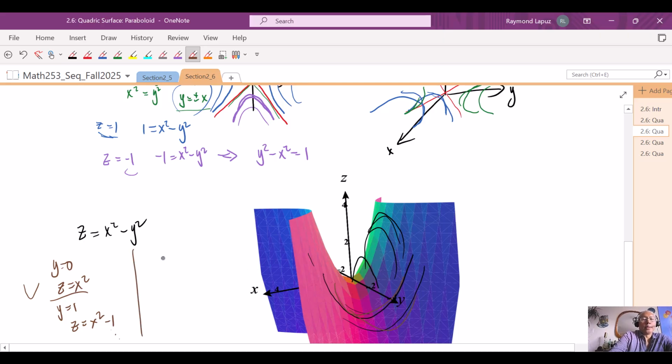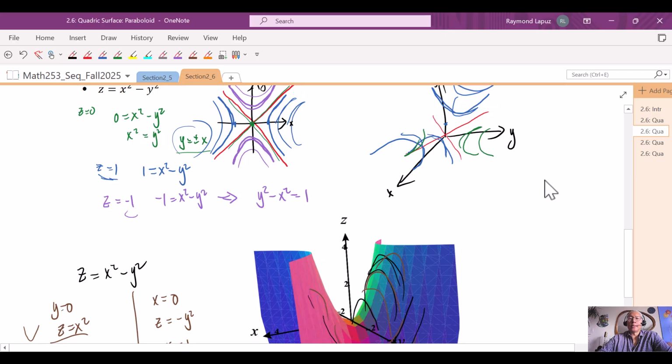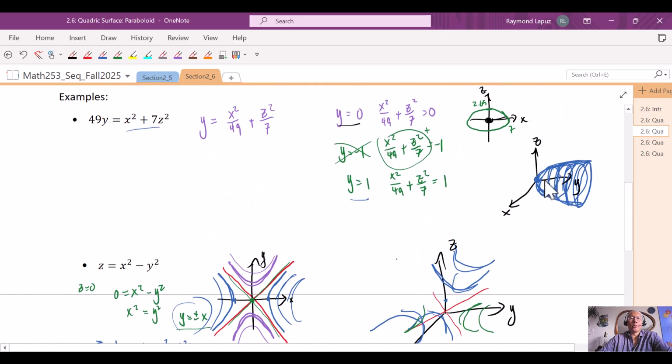Now, when you let x equal to 0, you're going to get z is equal to negative y squared. When you let x equal to 1, you're going to get z is equal to 1 minus y squared. So all these now would be parabolas going downward. And then you can see the different shapes of those parabolas going downward. Alright, so these are our two types of paraboloids.